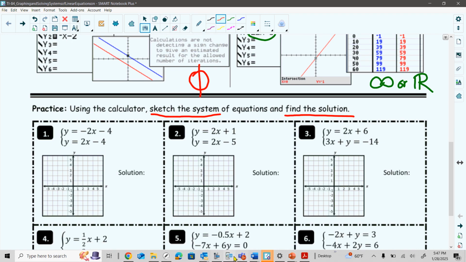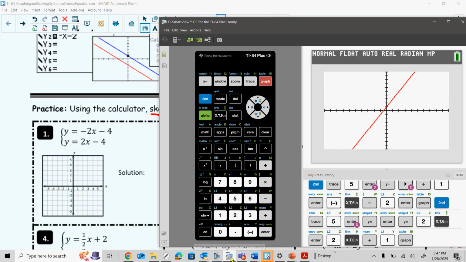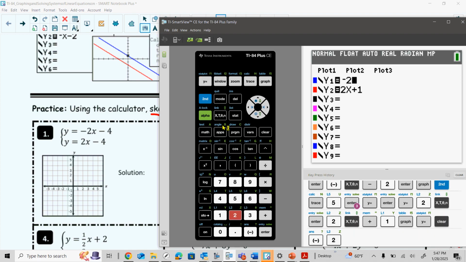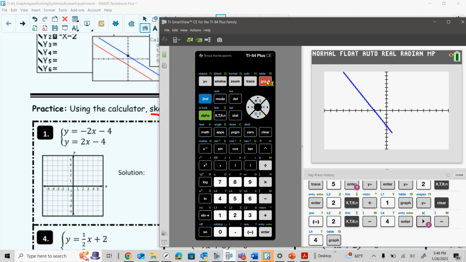So I'm going to do the first couple with you, just to make sure we're on the right track. I'll probably make the first odds. So we go to y equals. These are already ready to be put in, so I'm going to clear this out. I'm going to make a -2x, and remember the x is next to the green alpha button, to -4, enter. And then we need a 2x. I'm just going to change this to -4 here. And then we hit graph.